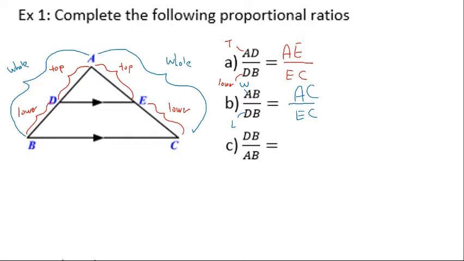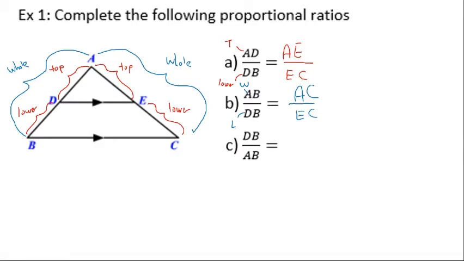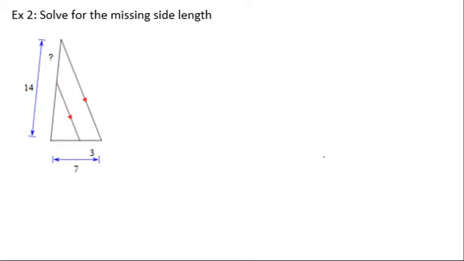And if I look at the last ratio, DB right here is the lower part. AB is the whole. So I want lower part over the whole. So it'd be EC over AC. Okay, now example 2, again using the same proportions, we're going to solve for the missing side length.